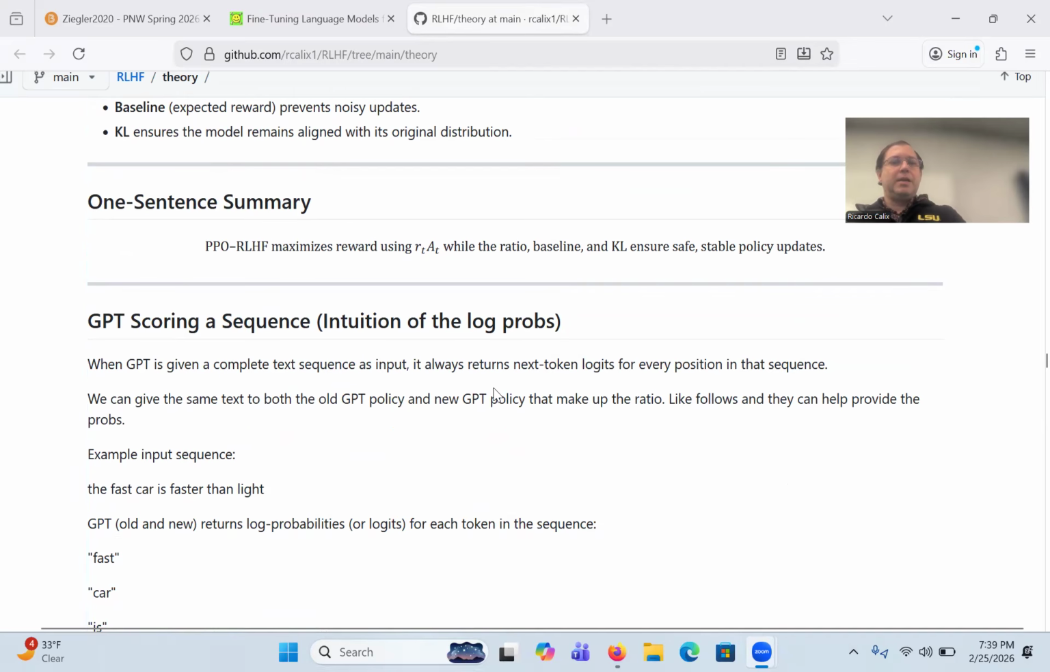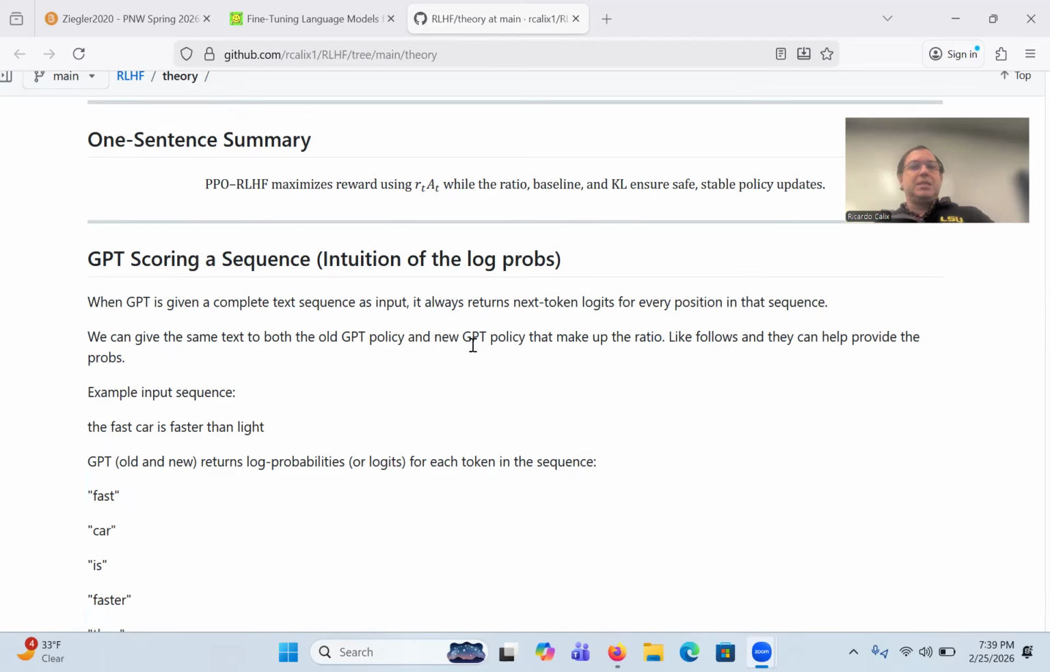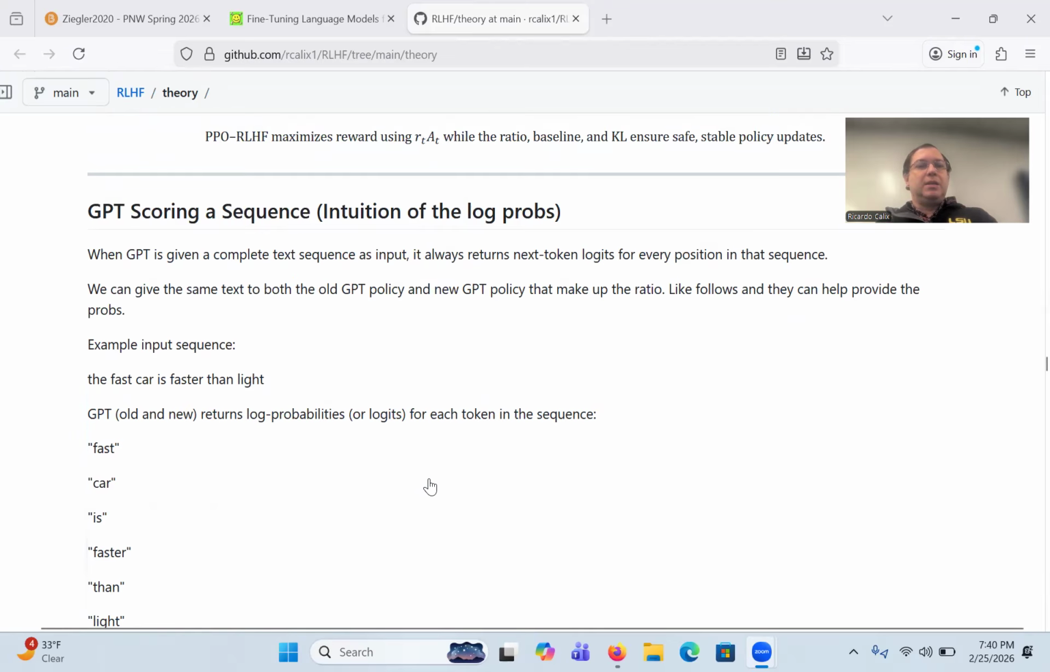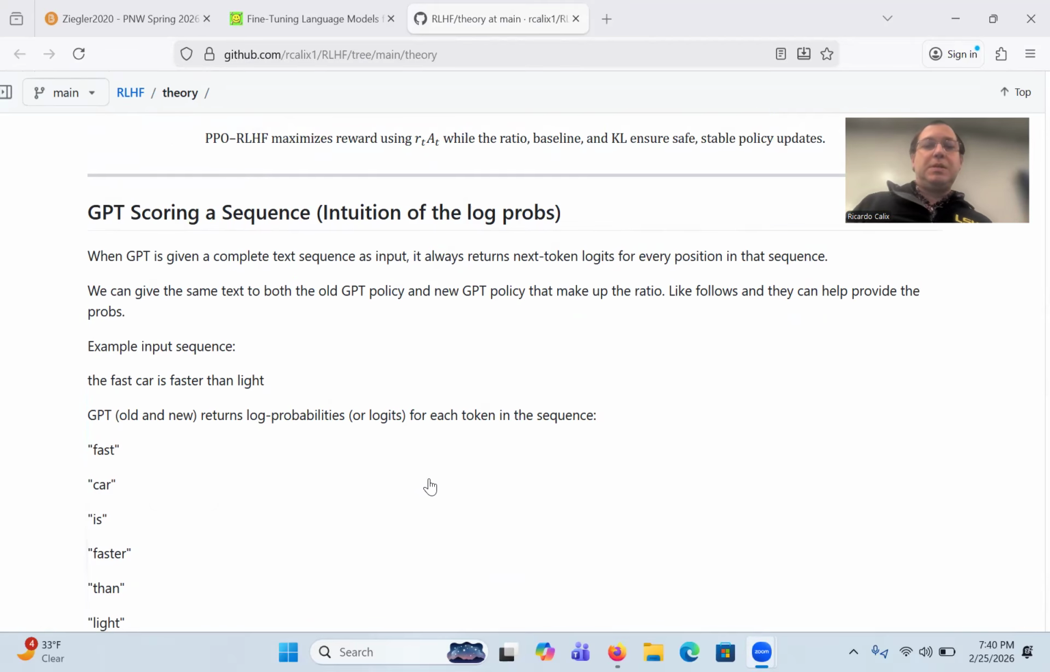I have a write-up here. GPT scoring a sequence, and this is the intuition of the log prob. When GPT is given a complete text sequence as input, it always returns next token logits for every position in that sequence. We can give the same text to both the old GPT policy and the new GPT policy that make up the ratio. And definitely for this ratio to make sense, it has to be apples to apples, and they can help provide the probabilities.